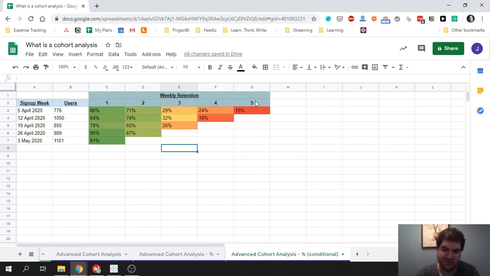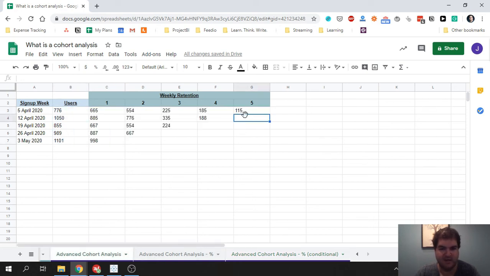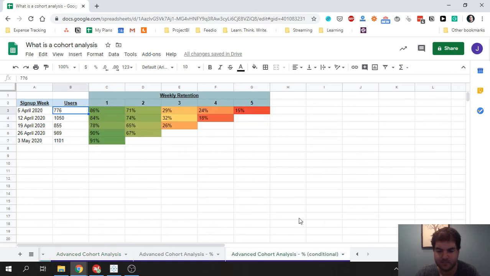But unfortunately, after 5 weeks, we're down to only 15% of our starting 100%, or in this case, 776 users. We're only left with 15% of them. Come back over here, that's 115 out of 776.